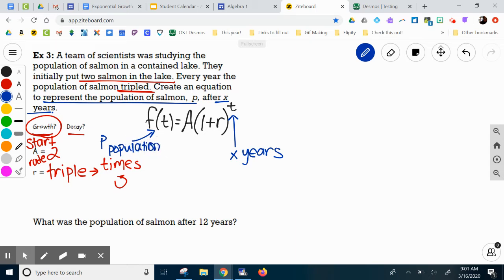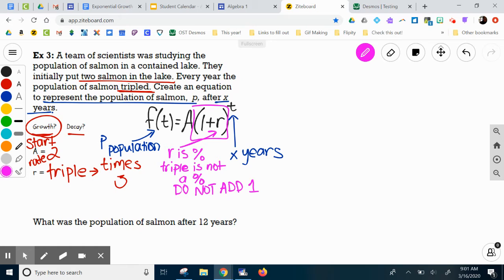And then there's one other really important thing here. The 1 plus R is when R is a percent. But here we don't have a percent. Triple is not a percent. So we are not going to add 1.